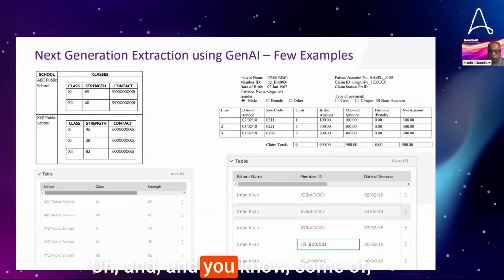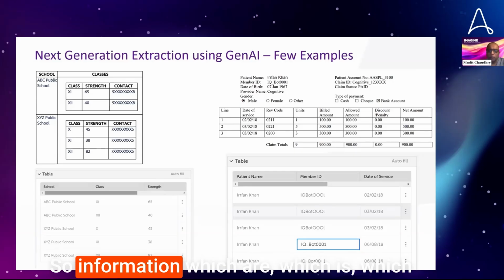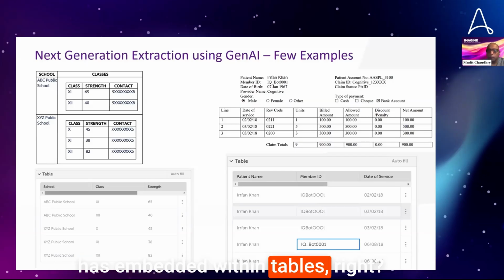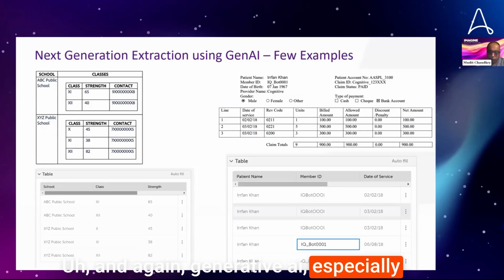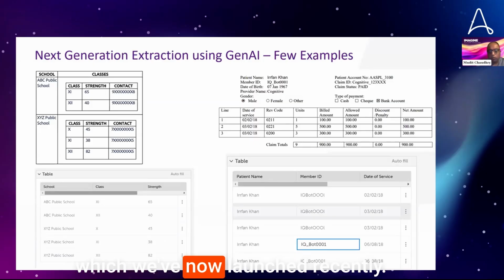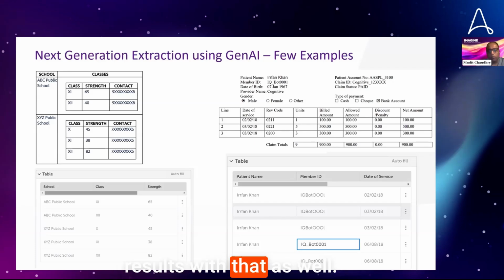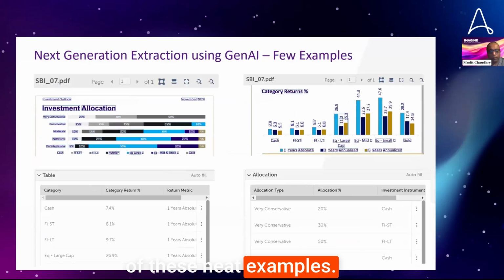And this is another example of handling complex tables, right? So information which is embedded within tables, multiple tables within a table. And again, generative AI, especially generative AI with vision capability, which we've now launched recently, we see incredible results with that as well, right? These are again some of the neat examples.